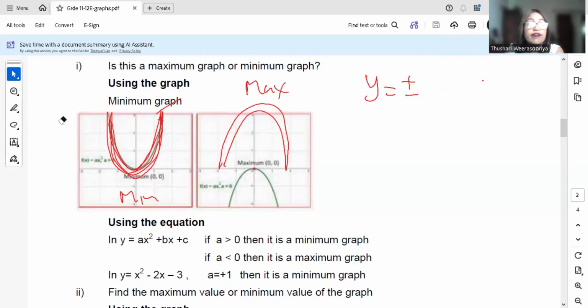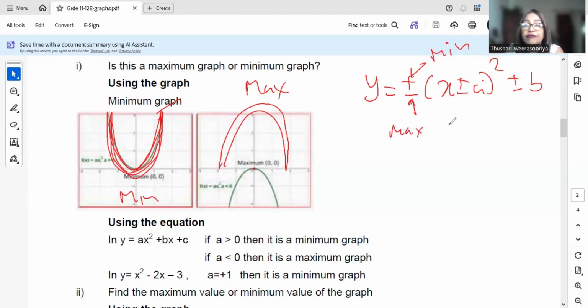So, how do you write when you have only the equation? In the first paper, they will give the equation like this: x plus or minus 8 to the power 2 plus or minus 3. If the sign is plus, that's a min graph. If the sign is negative, that's a max graph. From this value, you get max or min values.